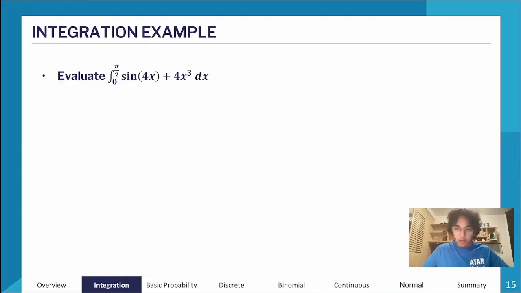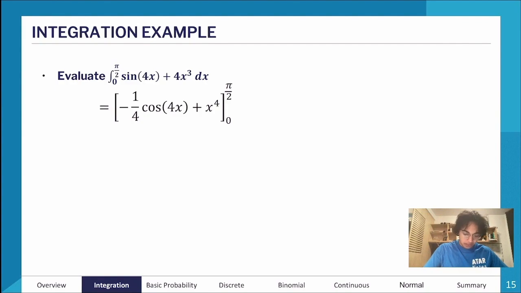From 0 to pi on 2 of sine 4x plus 4x cubed with respect to dx. So what we're going to be using is that table that I showed you a few slides earlier, and also the fundamental theorem of calculus to evaluate this expression. The first step is to integrate it. To integrate this, I just used the integral table that I showed a little bit before. So if we integrate sine 4x, we get negative 1 on 4 cosine 4x.